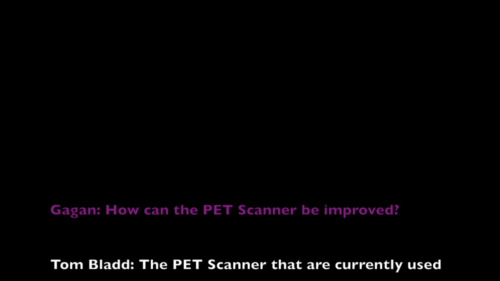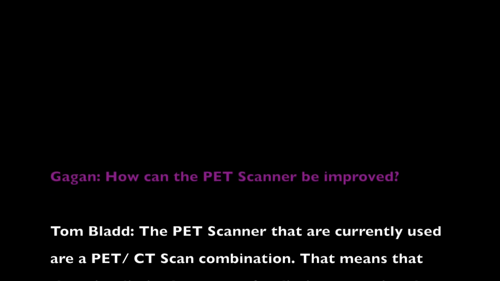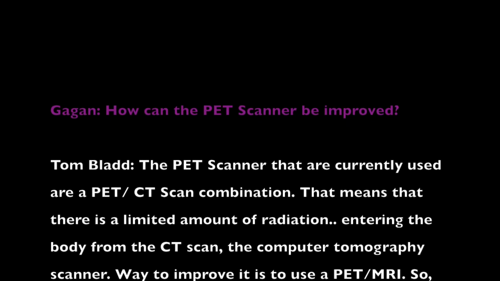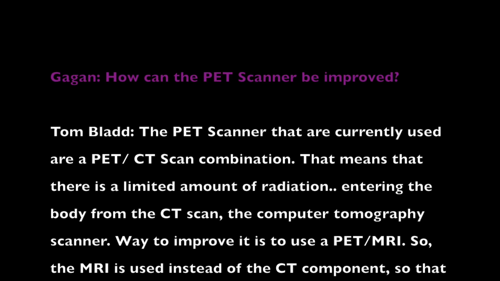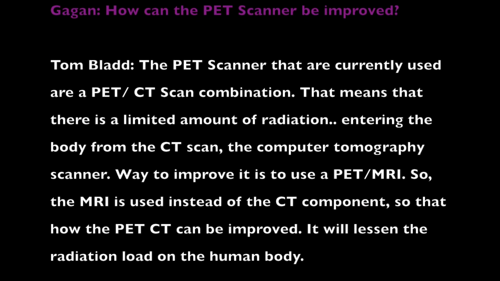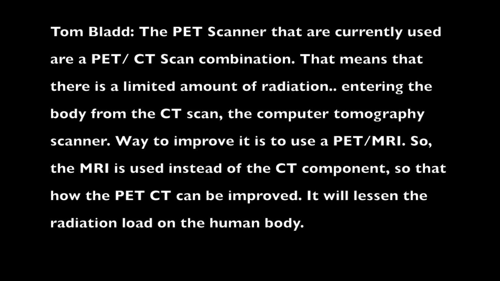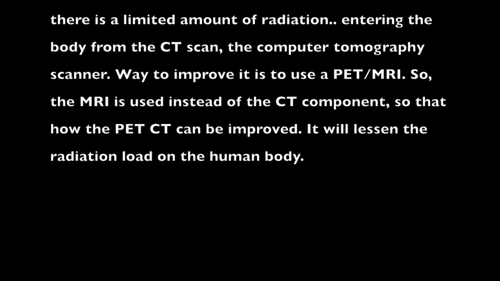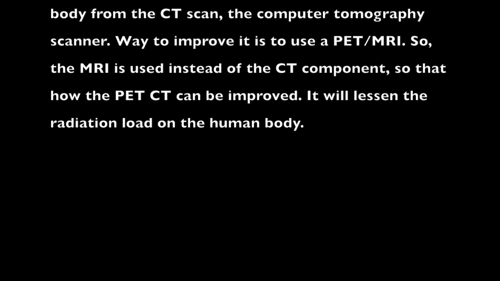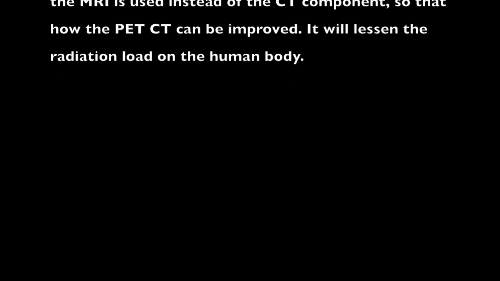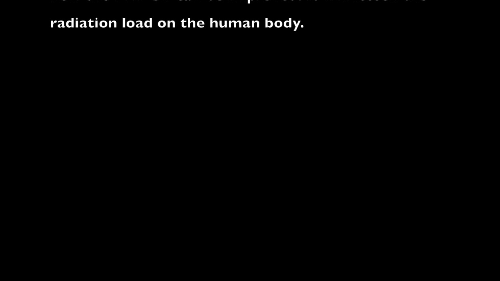The PET scanners that are currently used are a PET-CT scan combination. That means that there is a limited amount of radiation entering the body from the CT scan, the computed tomography scanner. The way to improve it is to use a PET MRI, so the MRI is used instead of the CT component. That's how the PET-CT scan could be improved. It will lessen the radiation load on the human body.